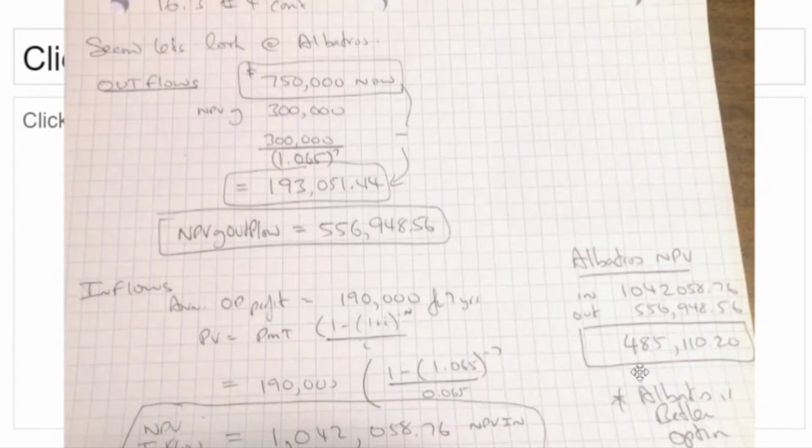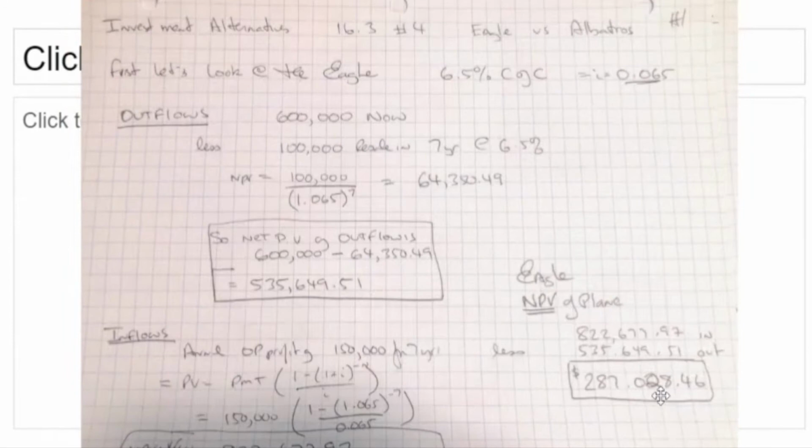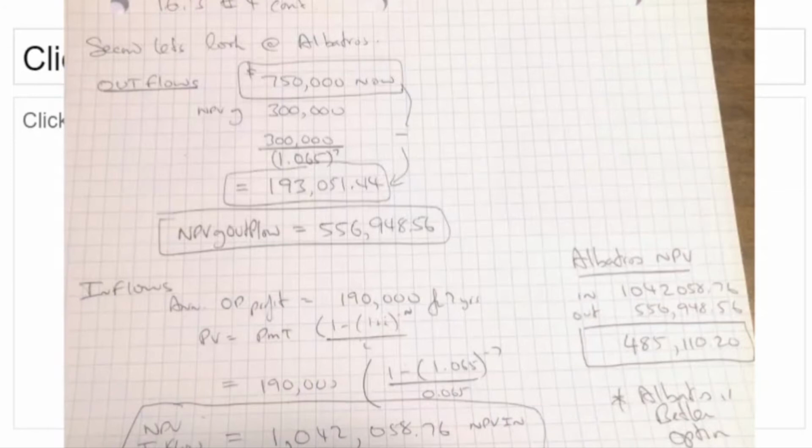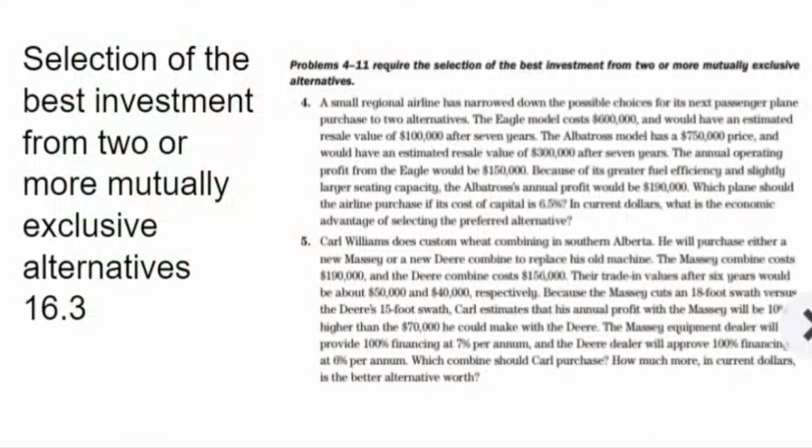And we can simply deduct the difference between 485,110.20 and 287,028.46 to calculate how much it is worth to them. What's the difference? So you can see that is 287. That's 485. It's almost a couple hundred thousand dollars difference between the two in favor of the Albatross. So this is the type of thing that we need to look at in these types of problems. We're looking at being able to compare one with the other.